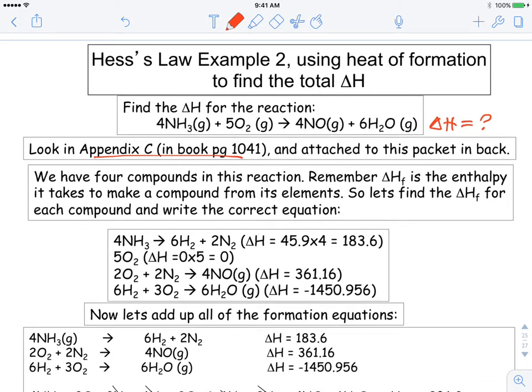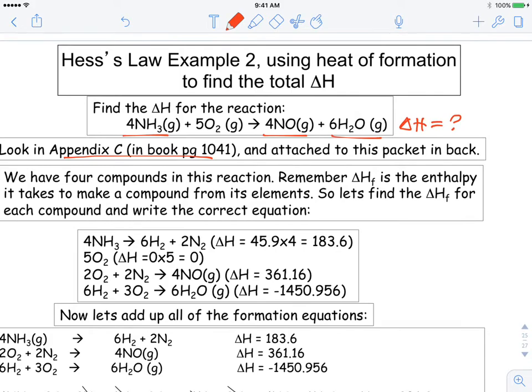So when I look at this in Appendix C, I can look up the heats of formation for each of the compounds that are in this particular equation. And I can write the correct heat of formation equations for them. So, for example, if I were to do this on the side here and manipulate it in this box, I have NH3. So I would have N2 plus H2 yields NH3. So to balance this, I need 3/2 of this, and I need 1/2 of this.